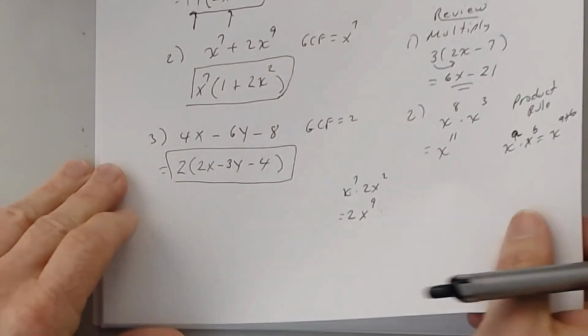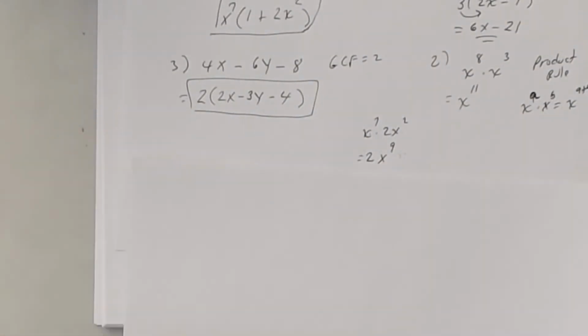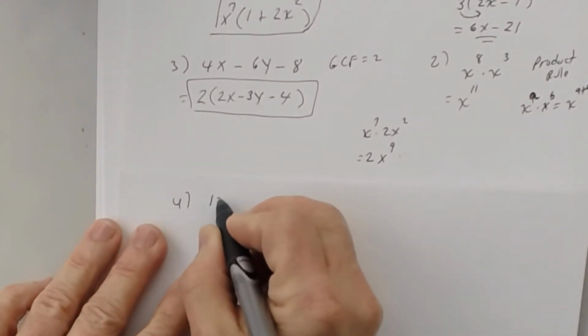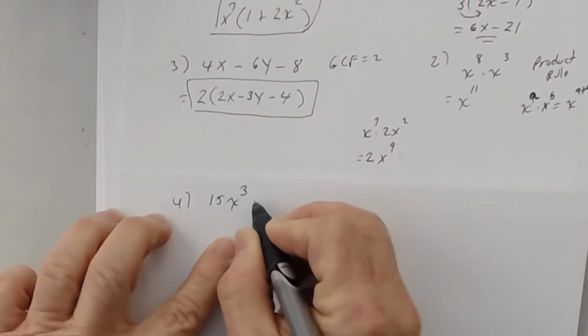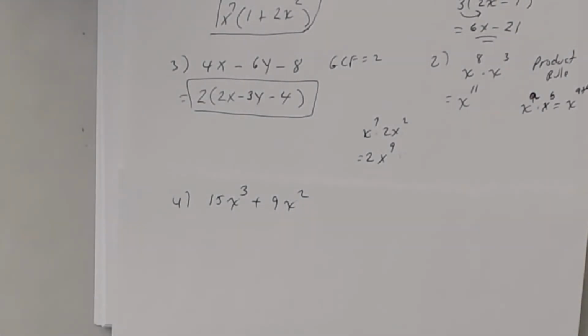Okay, number 4. All right, number 4, let's suppose we had this. You had 15x cubed plus 9x squared. 15x cubed plus 9x squared. All right, now you need to get quicker at this. You need to get better at this. What do you think the GCF is? 3x squared. Very good.